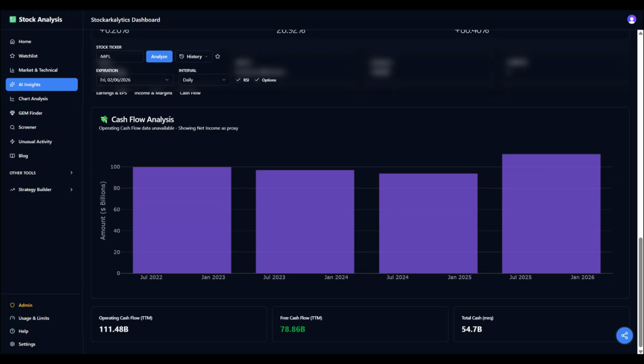This tab is where you'd normally see operating cash flow, free cash flow, and cash trend breakdowns. If it shows no cash flow data available, it just means we don't have that feed for this ticker right now in this view. But you still have earnings performance and margin trends above, which already cover a lot of what most investors look for.